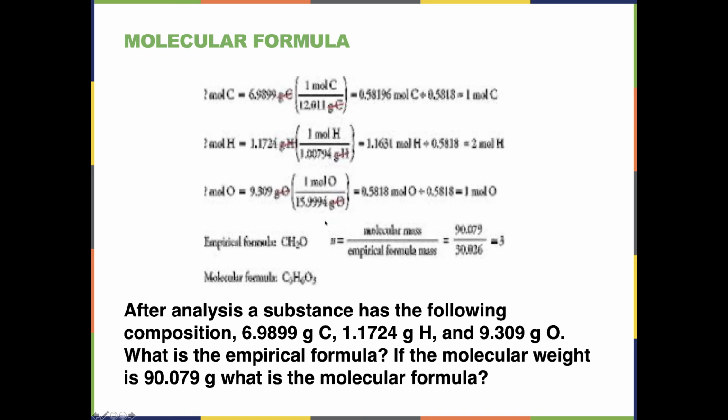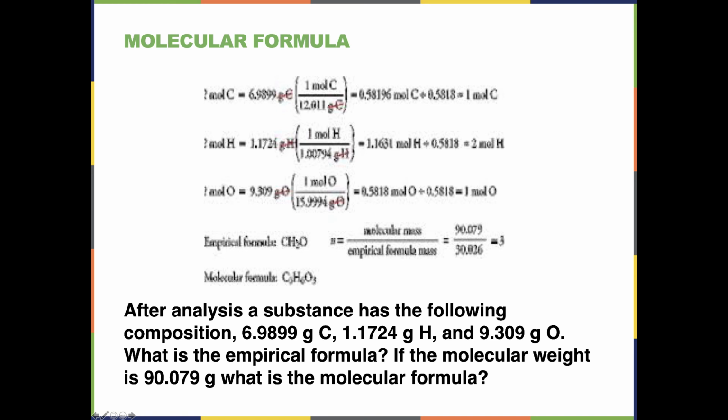Well, first, the empirical formula is found in this section up here. You take the mass of carbon divided by the grams per mole, and it gives you the moles of carbon. You do the same thing with hydrogen, and with oxygen. Then you divide by the smallest number, and it shows you the empirical formula is 1, 2, 1. So here's the empirical formula, CH2O.